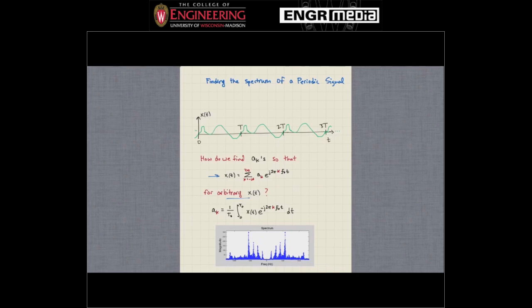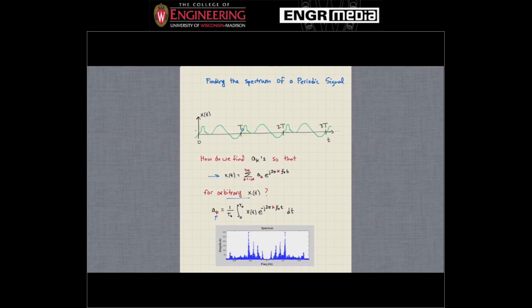The k is the index of the coefficient in the Fourier series. Then 1 over T_0, where T_0 is again the fundamental period. The signal repeats every T_0 seconds. And this integral is evaluated from 0 to T_0, so over one full period. It's the integral of x(t), the signal itself, multiplied by a complex exponential. That's how we come up with the Fourier series coefficients.